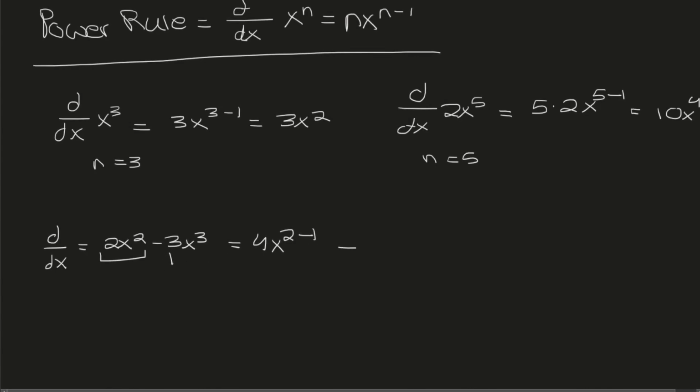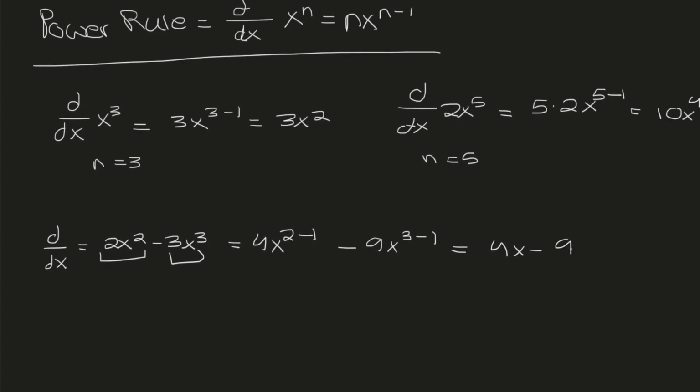And now for the second term. You bring the 3 out to the front. 3 times 3 is 9. x to the 3 minus 1 power, which will give us 4x minus 9x squared. Pretty simple. And once you get the hang of this, you honestly don't even need to write it down to solve it. You'll be solving it in your mind.